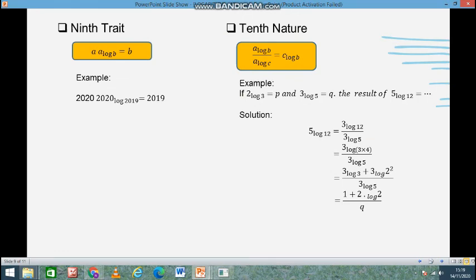Ninth, write: a to the power of a log b equals b. When the base of the logarithm is the same as the base of the power, then the result of the logarithm matches the exponent. Example: 2020 to the power of 2020 log 2019 equals 2019.